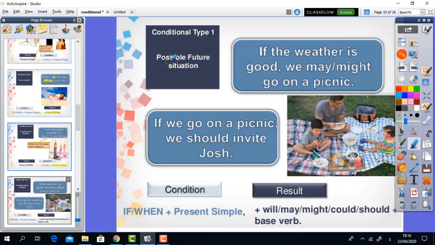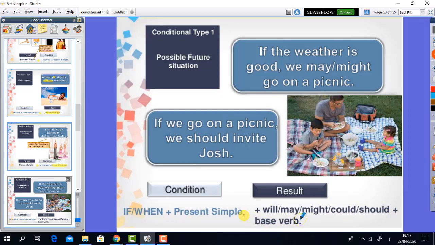Another example, and again focus on the form first. The if clause begins with if or when. The verb is in the present simple, followed by a comma, and we have will, may, might, could, should, followed by the bare infinitive, the base form of the verb. An example: if the weather is good, we may or might go on a picnic, but let's choose may.